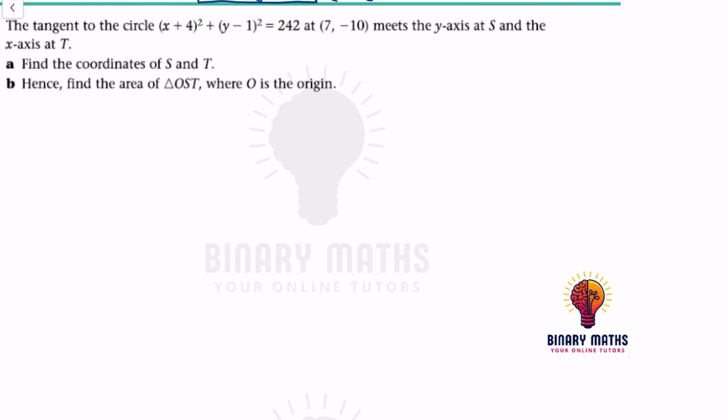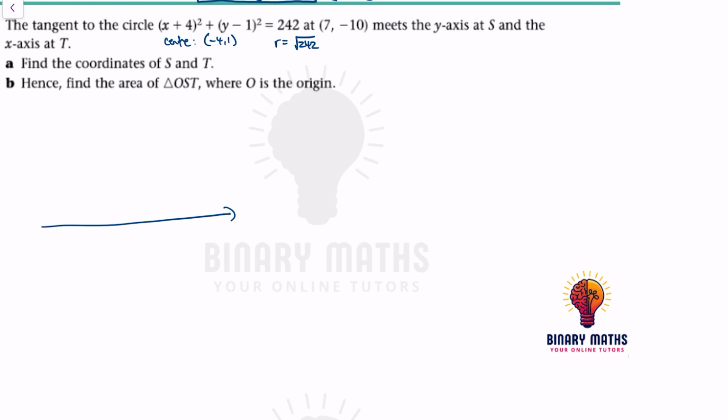Okay, so the tangent to the circle (x plus 4) squared plus (y minus 1) squared is equal to 242 at (7, -10) meets the y-axis at S and the x-axis at T. So from there I know (-4, 1) is the center of the circle. The radius is equal to square root of 242. If I were to sketch this out roughly.